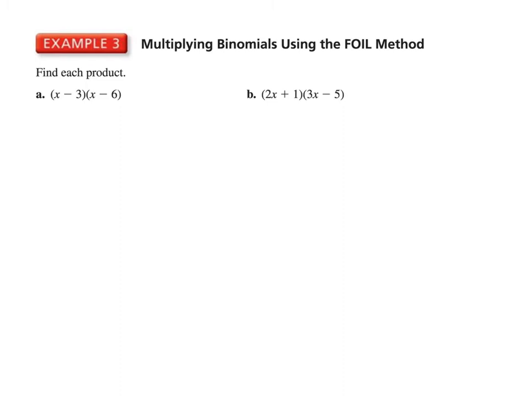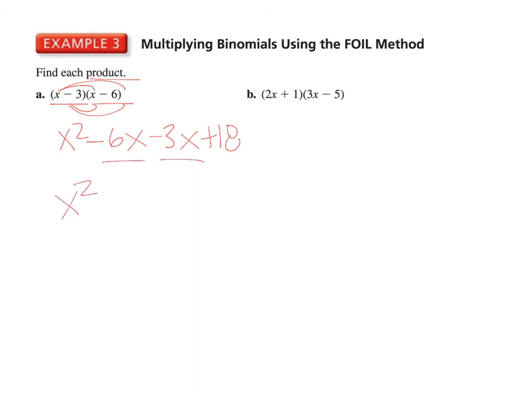Next one, find each product. What does product mean? Product means you're multiplying them. That's what we're doing with these binomials. So use the FOIL method. X squared. Then we have negative 6x. Then we have negative 3x. Then we have plus 18. Then we have x squared minus 9x plus 18.